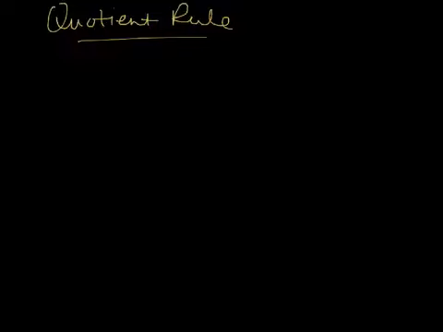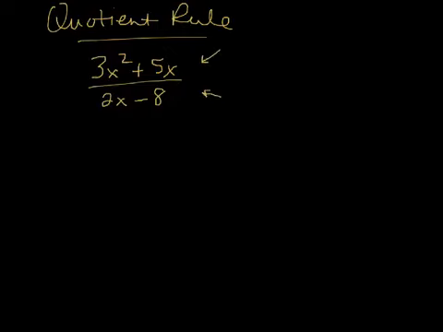Let's say I have 3x squared plus 5x over 2x minus 8. Again, you can't just take the derivative at the top divided by the derivative at the bottom. Can't do it. You have a quotient here, so you have to use the quotient rule. Instead of first and second, we're going to use the terms top and bottom.